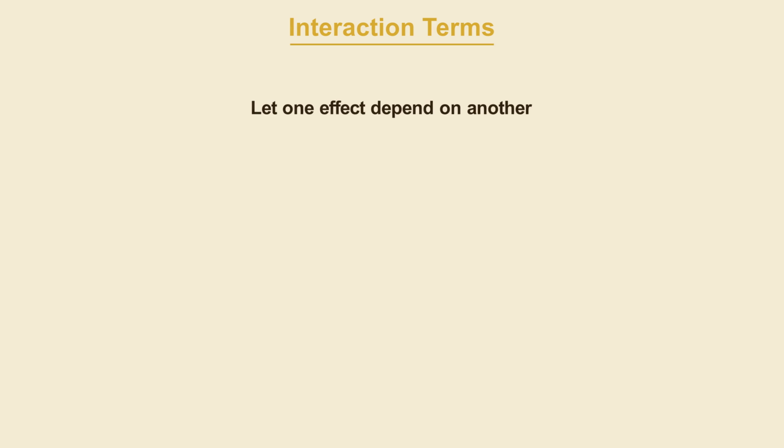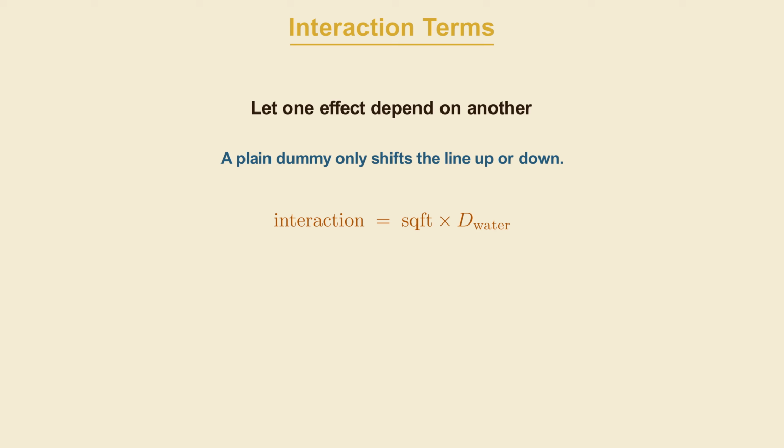So now let's talk about the second tool. Sometimes the effect of one variable depends on another, and a plain dummy can't capture that, because all it does is shift the line up or down by a fixed amount. To let the effect itself change, we need to use what's called an interaction term. An interaction term is a new variable, and you build it by multiplying two existing variables together. Let's go back to the housing example to make this clear. In our original model, we only had the square foot and our indicator for being on the waterfront. What this model assumes is that all houses, regardless of whether they're on the waterfront or not, have their value increased by the same amount for each additional square foot added.